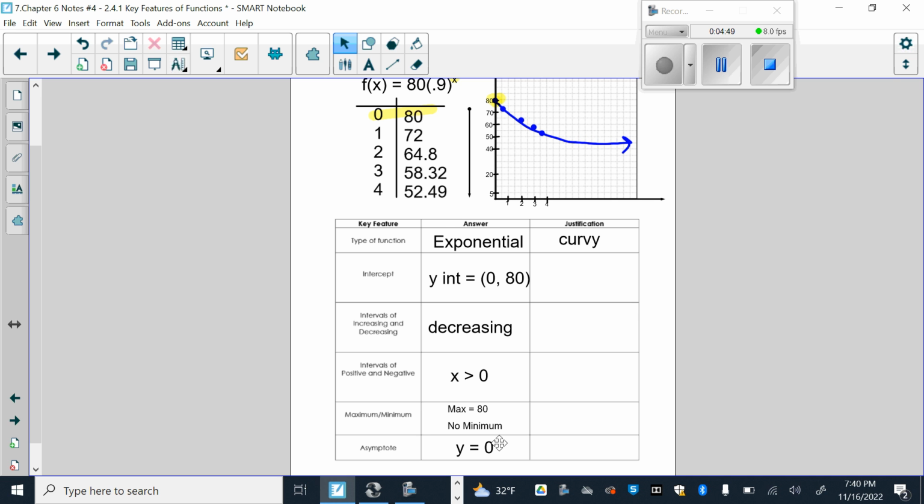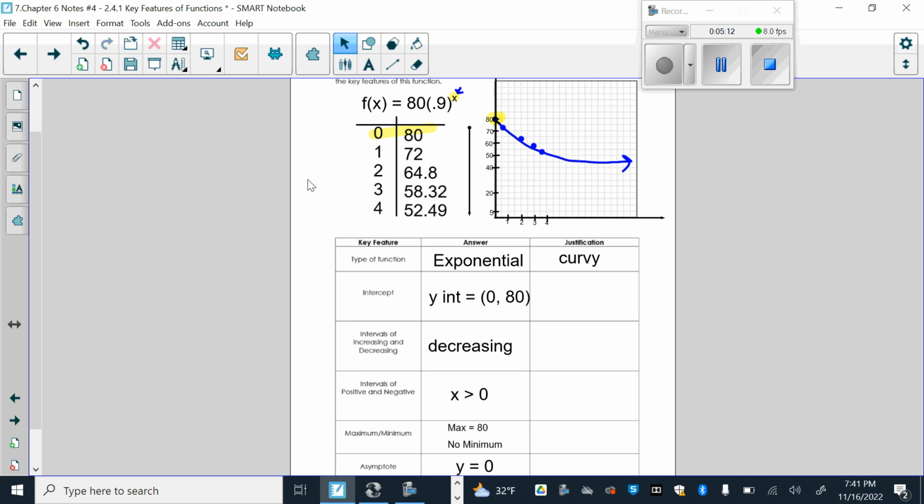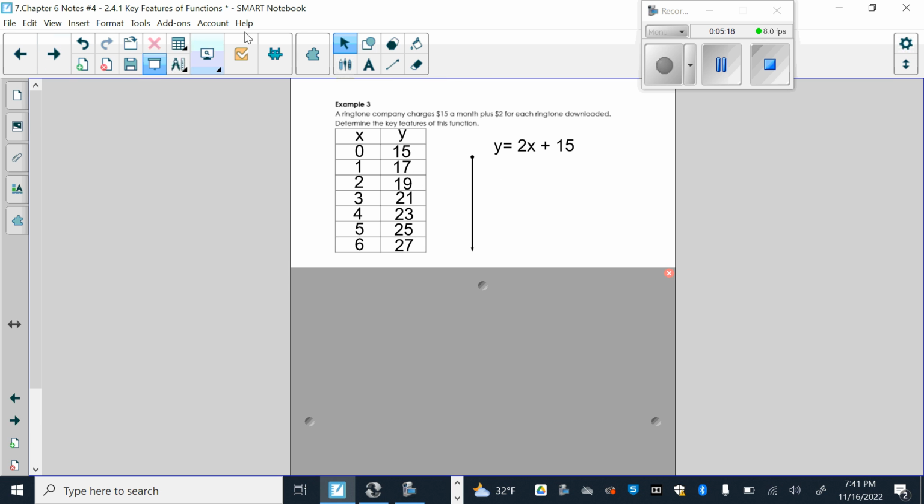So that brings us to our last key feature, our asymptote. It's kind of hard to see our asymptote here in this equation because the graph is just a tiny little snippet, but eventually, if you think about it in the context, if a pendulum is swinging, it'll eventually get closer and closer and closer to having no height at all and barely be swinging. So y equals 0 is our asymptote. All right, let's take a look at example 3.